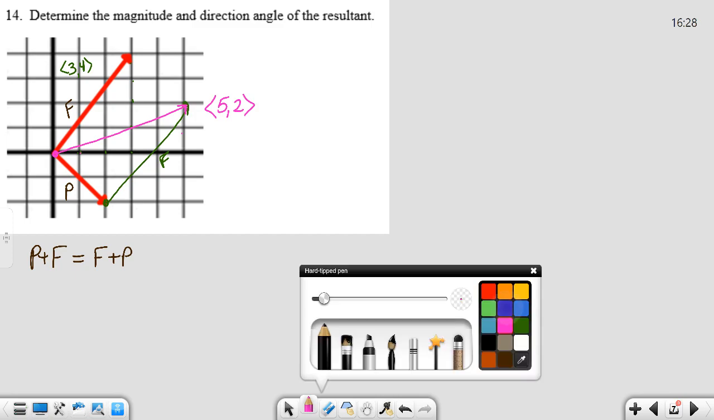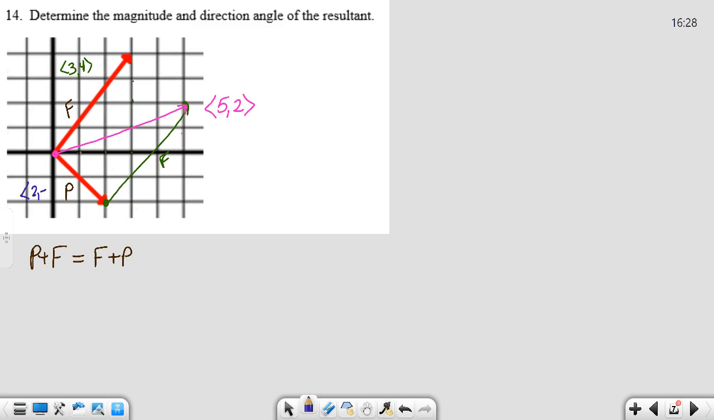If you do it the other way, let's take vector P and add it onto F. So vector P goes to the right 2 and down 2. So P would have components of 2, negative 2. So from F, I'm going to travel to the right 2, down 2. There is vector P. And again, from the beginning of F to the end of P, I get the exact same resultant. So it does not matter the order you do it.